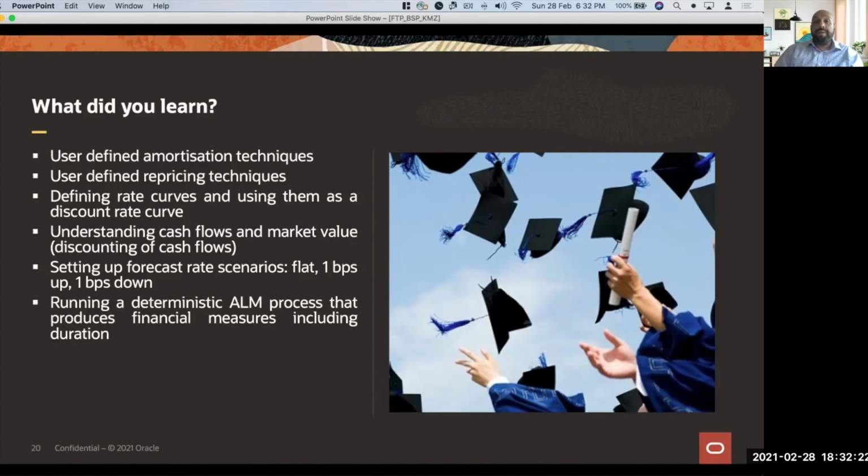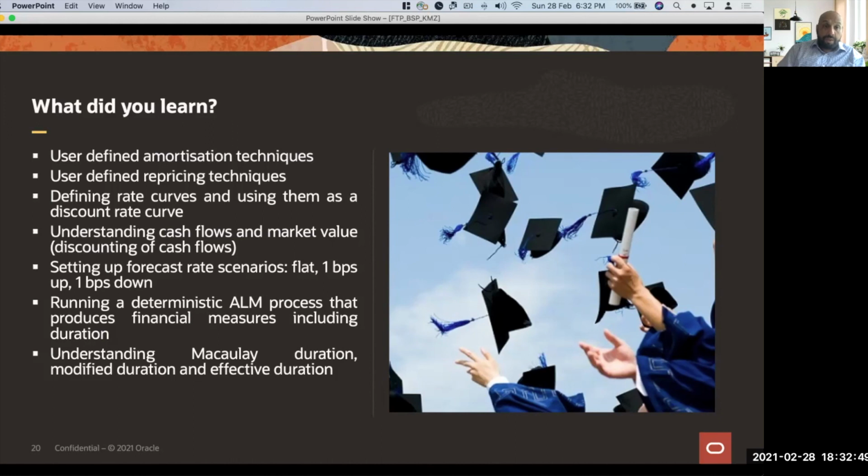We ran a deterministic ALM process, and we have out-of-the-box financial measures, including complex calculations like yield to maturity, Macaulay duration, modified duration, which can be explained at a cash flow level to the customer, which is very amazing. And if you think about it from a validation point of view, this is what customers value from an application like Oracle. Hopefully you have a good or better understanding of Macaulay duration, modified duration, and effective duration. And lastly, the integration of the calculations with the reporting layer.